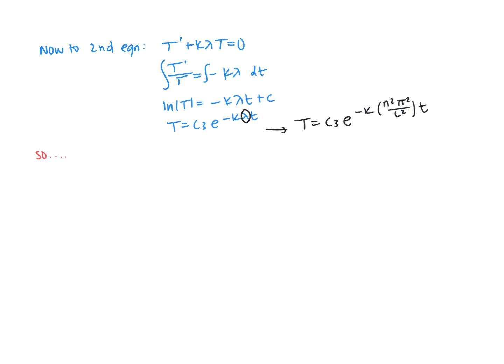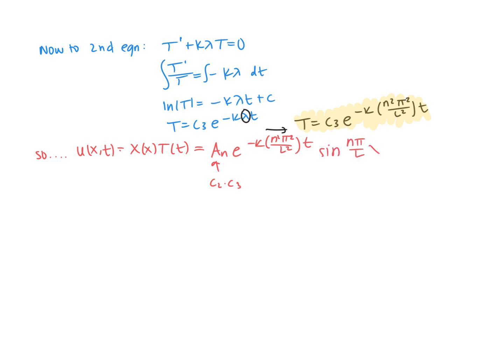So at this point, we said we want our u(x,t) to be some function of x and some function of t, the product of those two. So if we take this function that we have right here and the function from the previous page, our u(x,t) then is just some constant that I'm going to write as a_n. That's really just c2 times c3. And then we have e to the negative k n squared pi squared over L squared t, sine of n pi over L x. So again, let's do a little regrouping at this point.